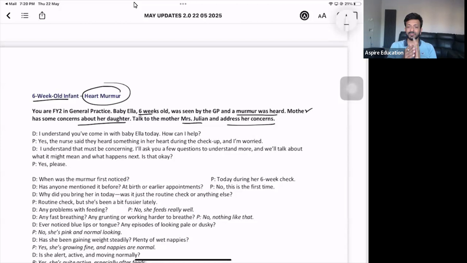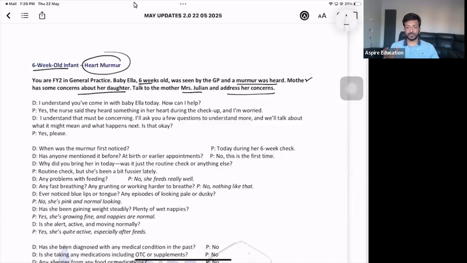Recently, in this station, the mother is not there, you're talking to the father. I think this station came a day or 2 days ago. So not talking to the mother, you're talking to the father. So it doesn't matter, right? So what do you do in these kinds of scenarios? So a murmur was heard. So I would like you to ask about the well-being of the child.